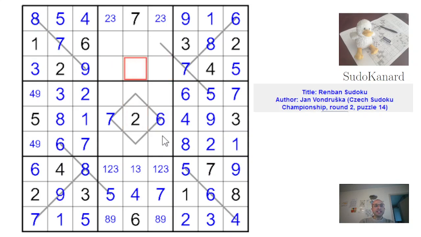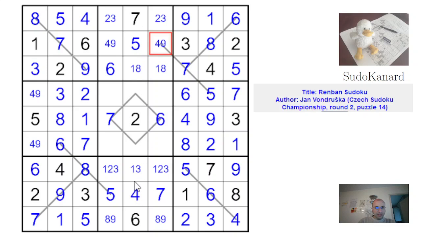Here I need 1, 6, and 8. 6 can only be here. Here I need 4, 5, and 9. So this is 4 or 9. This is 5 or 9. And this can still be 4 or 9 to complete this Renban line. But 5 is in the center. So both options are still working.